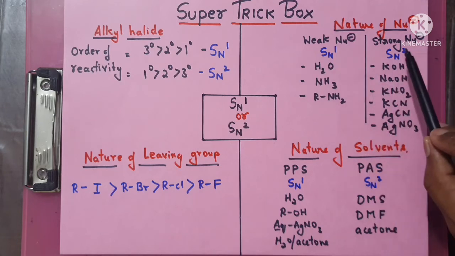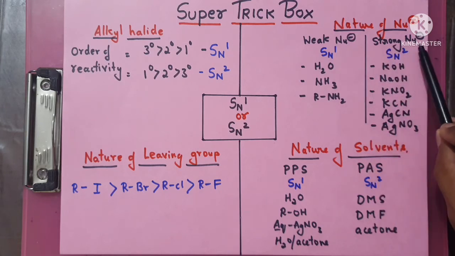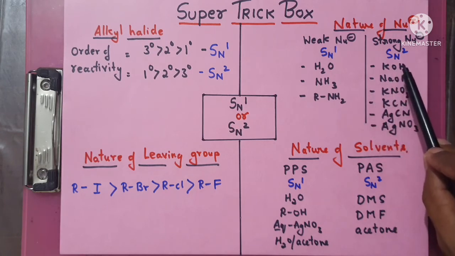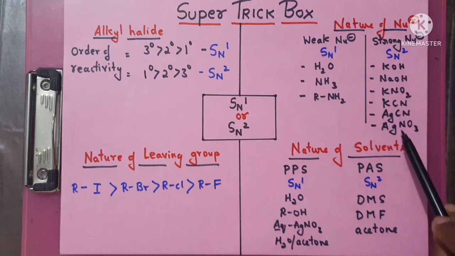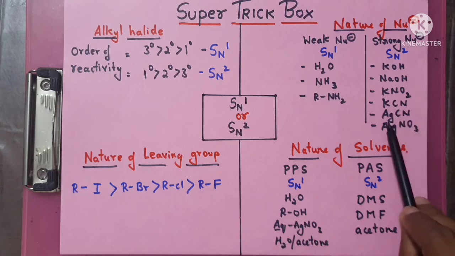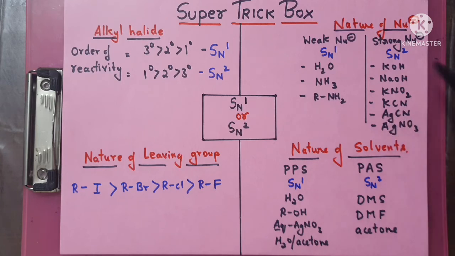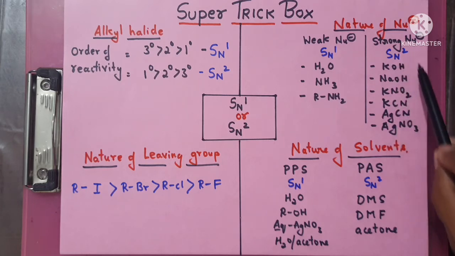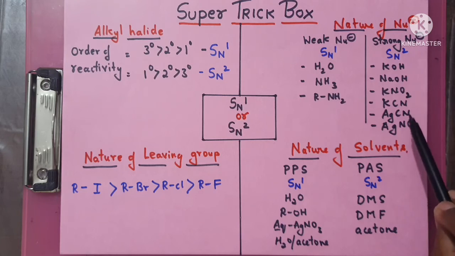We'll go for the next one, that is strong nucleophiles. The strong nucleophiles always prefer SN2 mechanism, children. You can see some of the reagents which I have written here: KOH, NaOH, KNO2, KCN, AgCN, AgNO3, the most commonly asked ones, where they always prefer SN2 mechanism, and these are the strong nucleophiles.